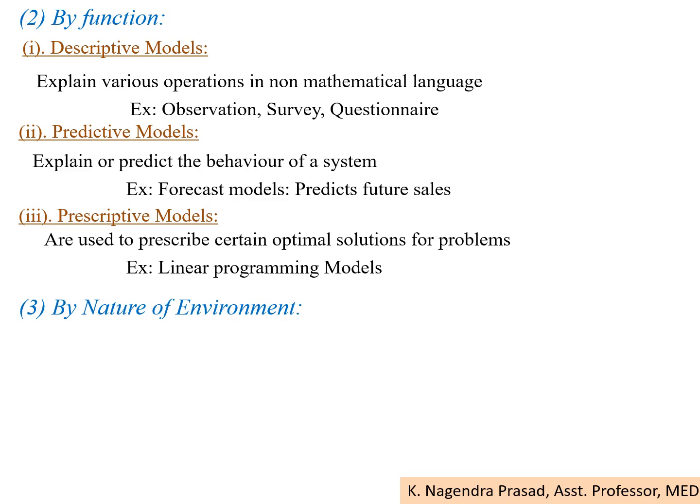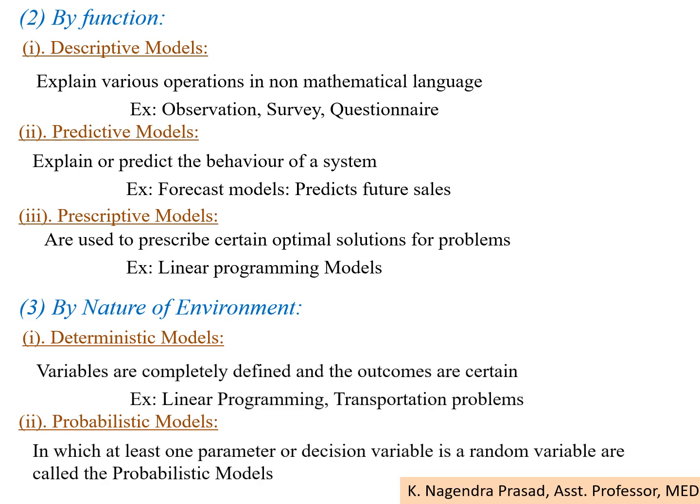Third one is by nature of environment. By nature of environment, we subclassify the models as deterministic models and probabilistic models. In the deterministic models, the variables are completely defined and outcomes are certain. An example is linear programming and the transportation problem.